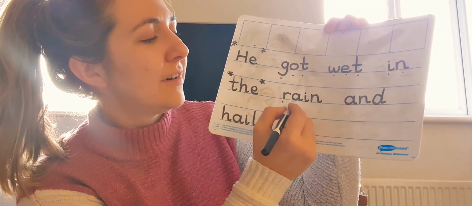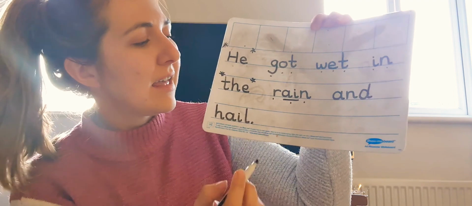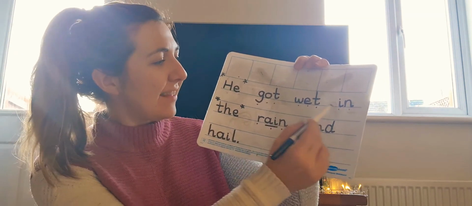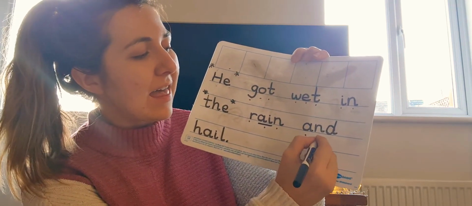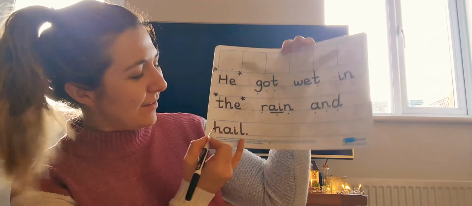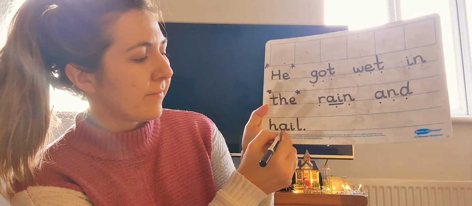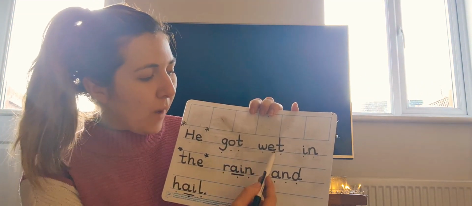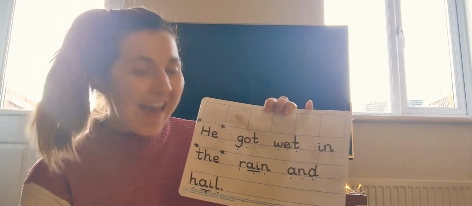Now our next word has got today's digraph. A. Don't forget that when we're reading. Ready? Rain. Great reading, everyone. He got wet in the rain. And last word now, and this word also has the A digraph. Can you read it by yourself? Hail, that's right. He got wet in the rain and hail.